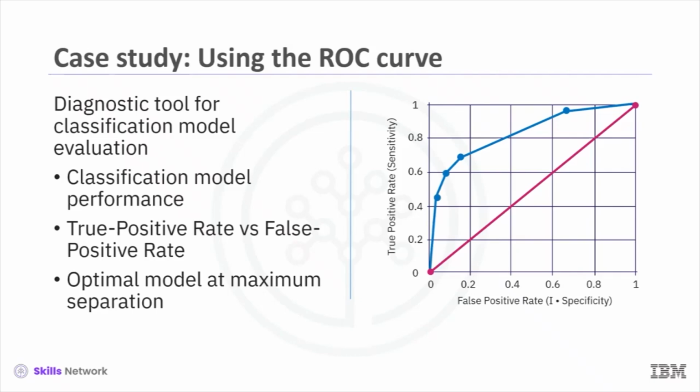As you can see on this slide, the optimal model is the one giving the maximum separation between the blue ROC curve relative to the red baseline. We can see that Model 3, with a relative misclassification cost of 4:1, is the best of the 4 models.